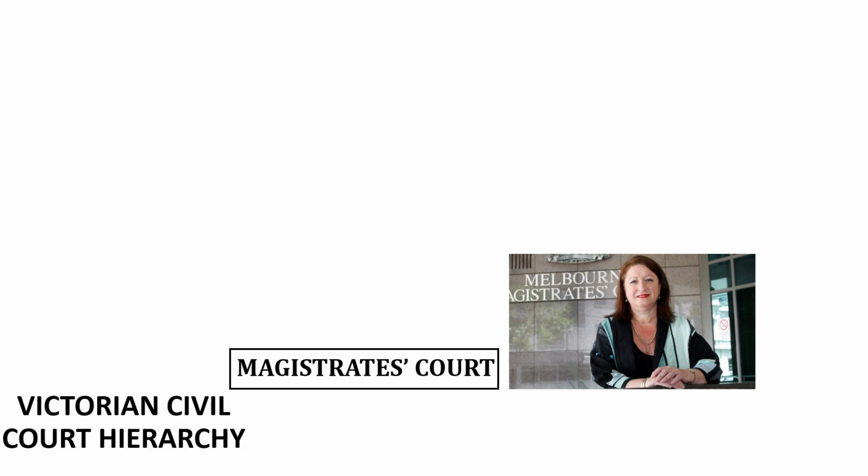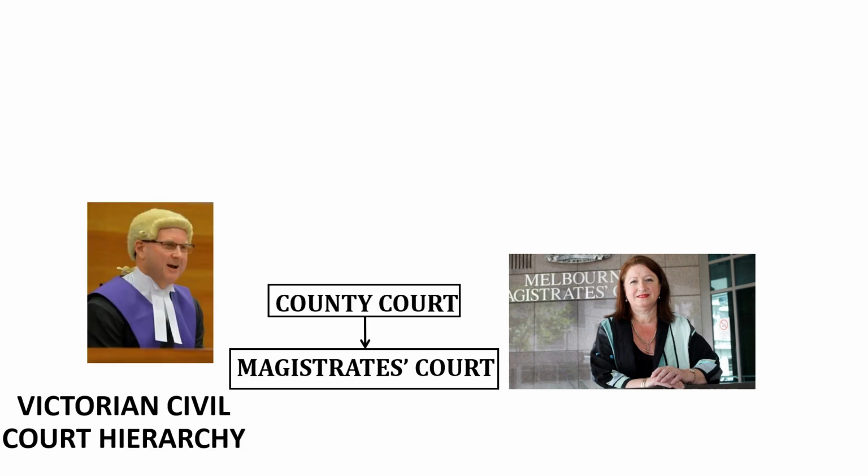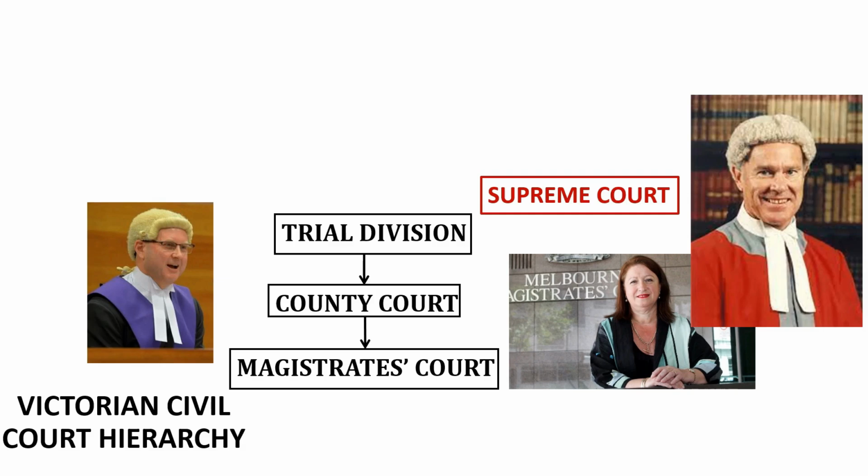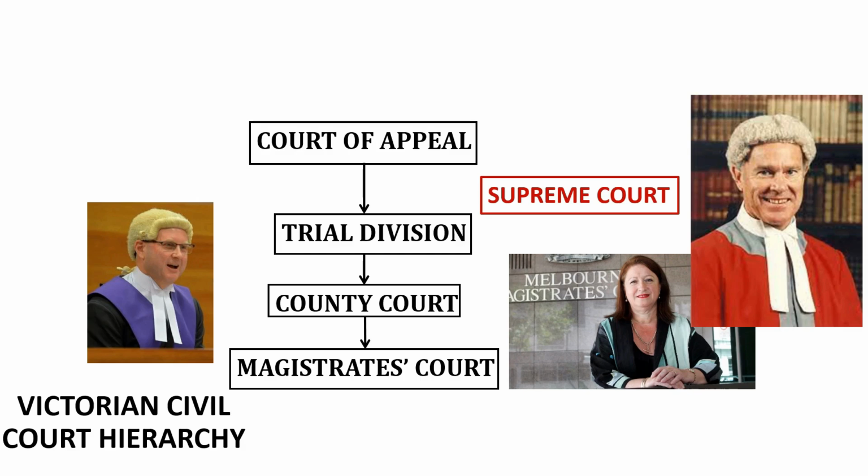Above the Magistrates' Court, we have the County Court, and above the County Court, we have the Trial Division of the Supreme Court. Civil proceedings in the County Court and the Trial Division are called trials. Above the Trial Division of the Supreme Court, we have the Court of Appeal. Now remember that both the Trial Division and the Court of Appeal are separate parts of the Supreme Court. The difference is that the Trial Division, as its name suggests, hears trials of civil disputes. On the other hand, the Court of Appeal, as its name suggests, deals with appeals.